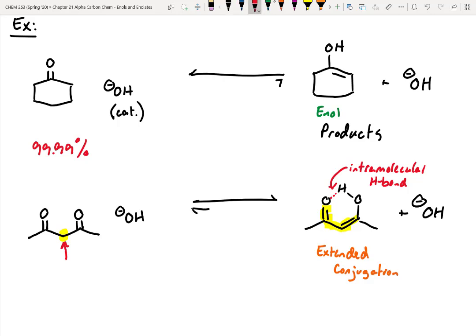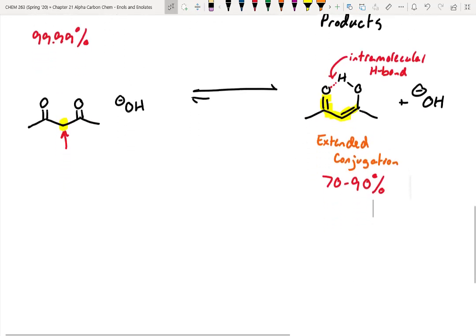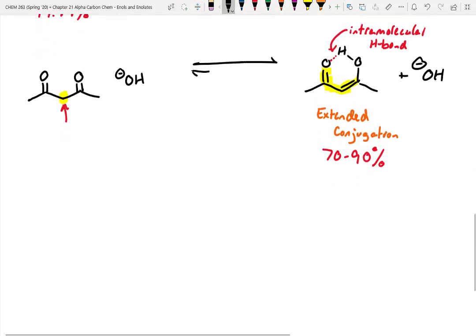In fact, if you measure this, you're going to get about 70 to 90% of this enol form rather than the keto form. A lot of that depends on the solvents that you use for this reaction. All right, I'll show you one last really extreme example.